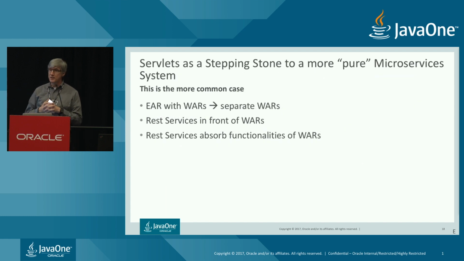But the more common approach, I would say, judging by the huge number of talks on breaking up the monolith, I'm sure if you do a web search for breaking up the monolith, you'll see quite a few of them, is using servlets as a stepping stone to a more pure microservices system. So I mentioned EARs that have WARs, separating those out into separate WARs. Another approach that people take is to stand up REST services in front of their existing WARs, and then eventually decompose those WARs so you just have the REST services, the pure microservices. So that's kind of the approach.